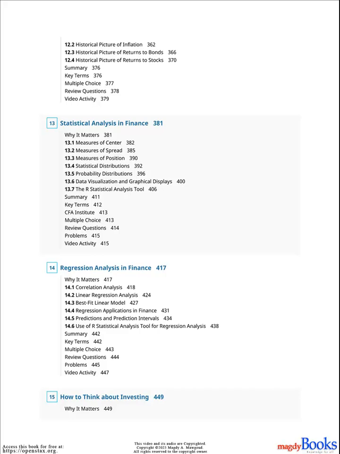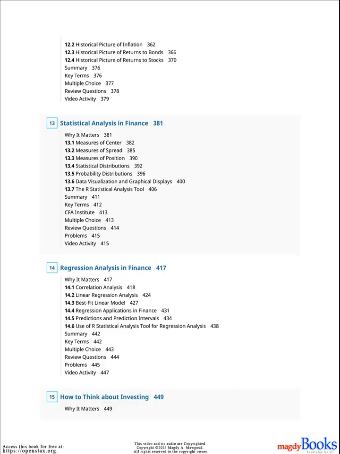14.2. Linear regression analysis. 14.3. Best fit linear model. 14.4. Regression applications in finance. 14.5. Predictions and prediction intervals. 14.6. Use of R statistical analysis tool for regression analysis. Summary. Key terms. Multiple choice. Review questions. Problems. Video activity.